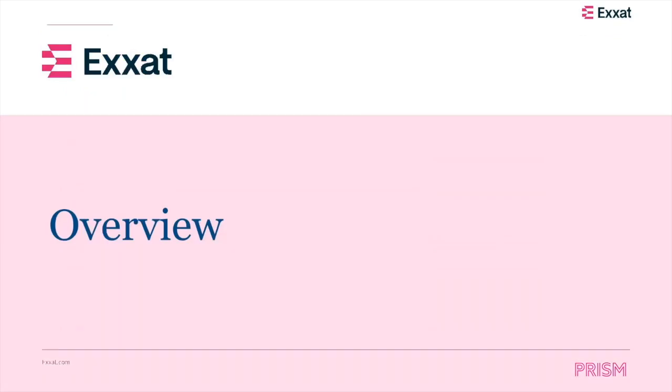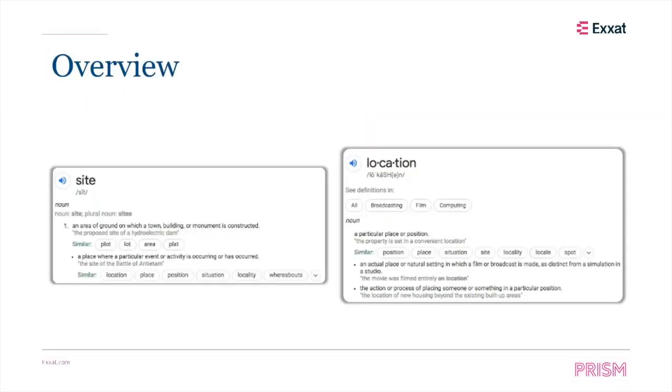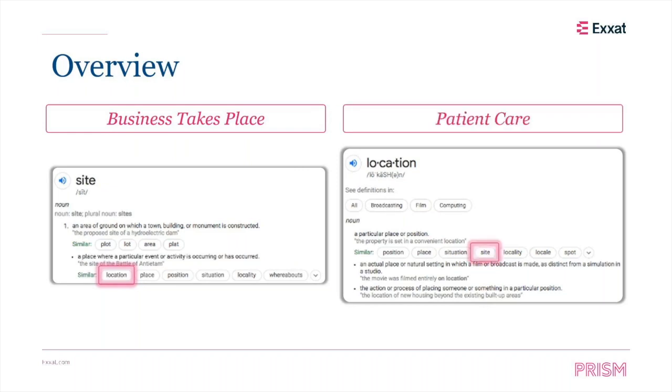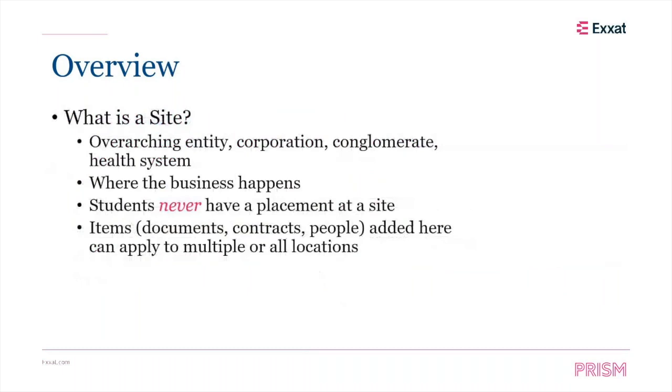First is the overview. When we go on Google and type sites, the definition says it's where the business takes place. And when we type location, it is the place where the patient care takes place. So you might have this question: what is a site? It is an overarching entity or corporation where we have our contracts built, our guidelines set up, and where the business actually happens. Students never have a placement at that site, but we can house those documents, contracts, and the people we are working with on that particular site.